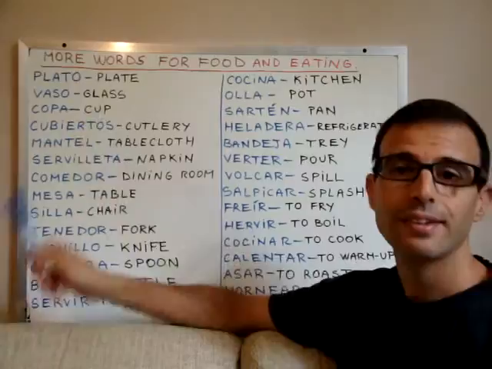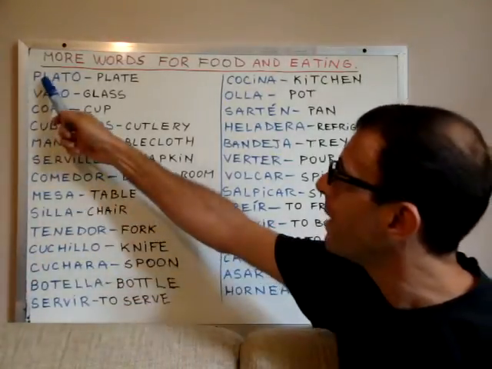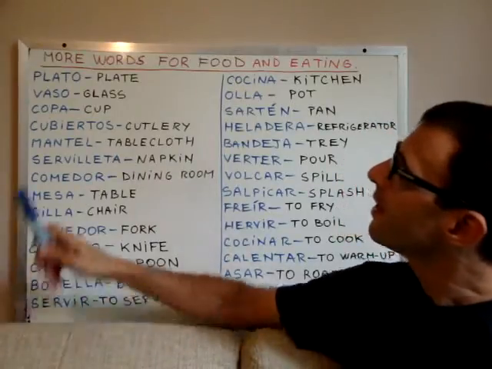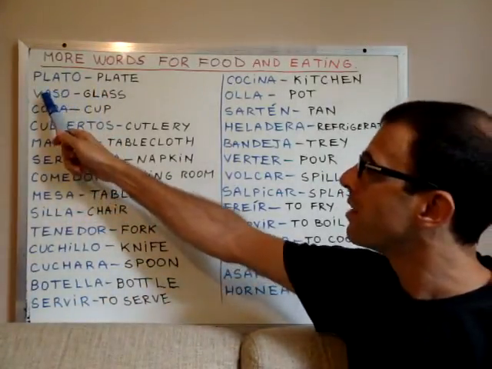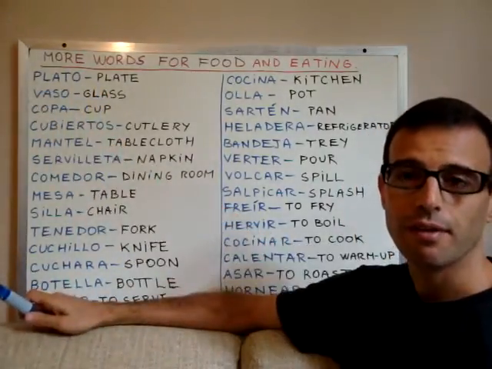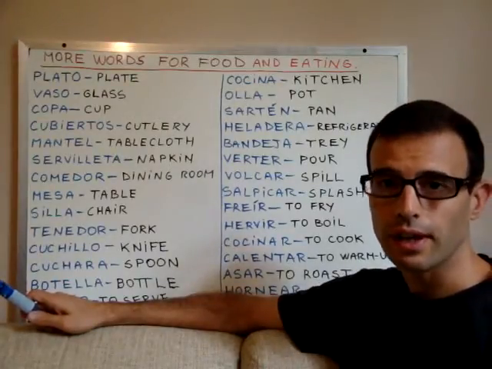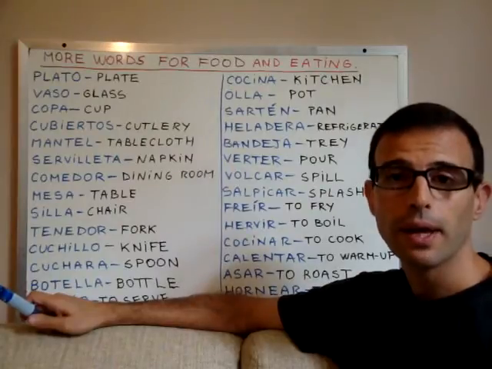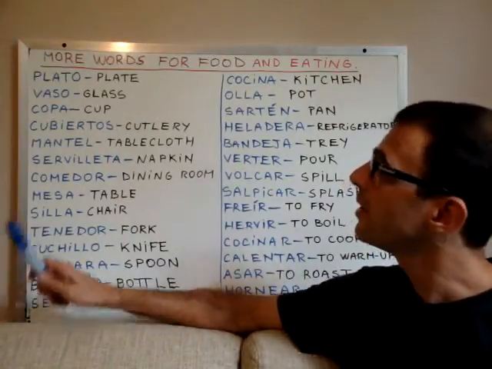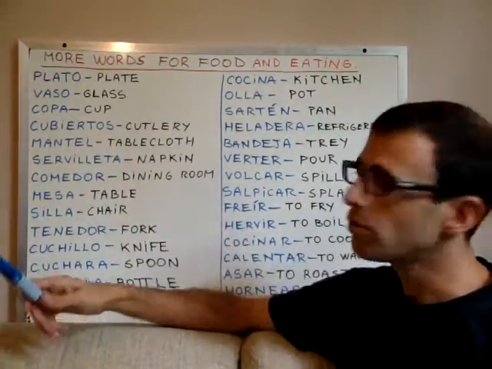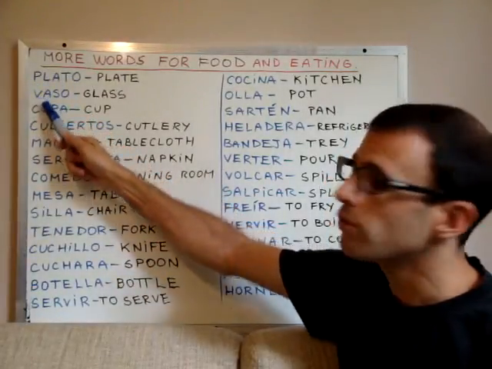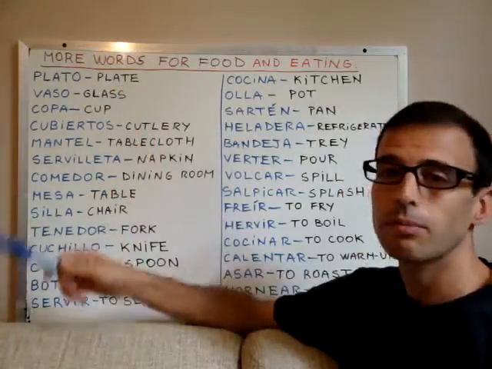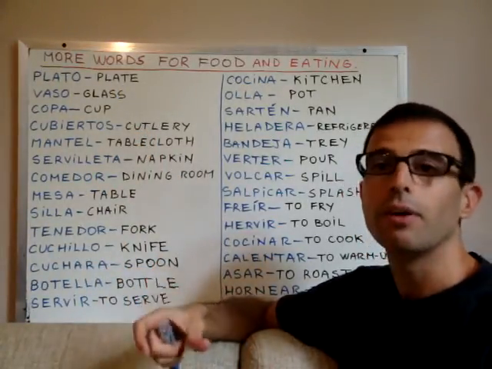For plate, the plate where we eat is plato, right? Easy word, plato. Then for the glass, we have vaso. Vaso is the glass, right? But vaso can also be a tumbler, a plastic tumbler, right? So vaso has no reference to the word glass as in English. Glass means also a glass made of glass, yeah?